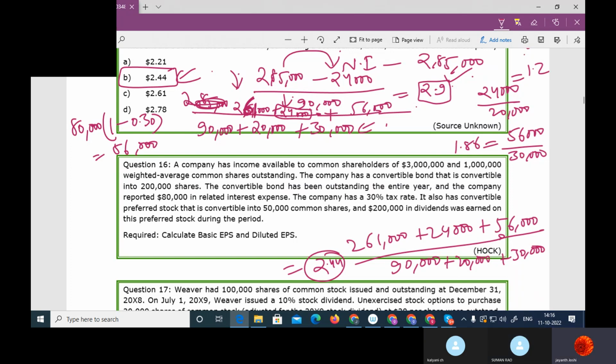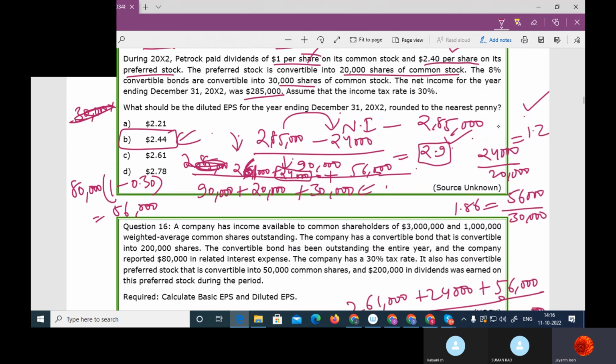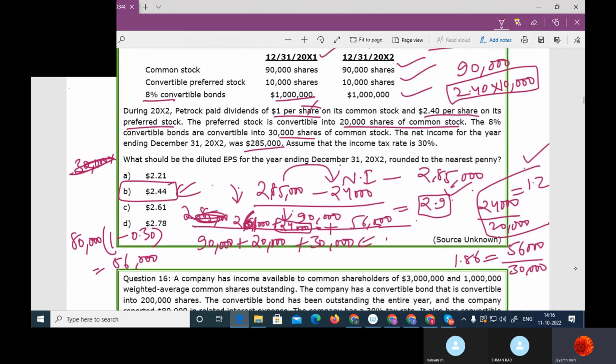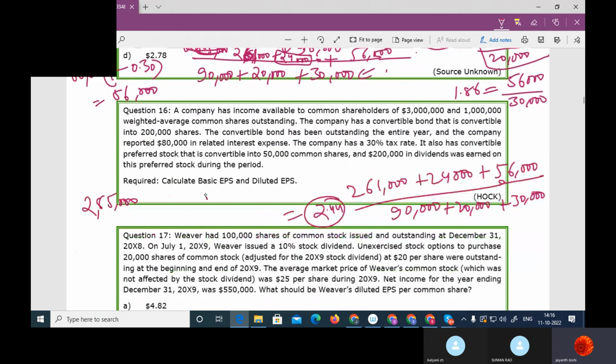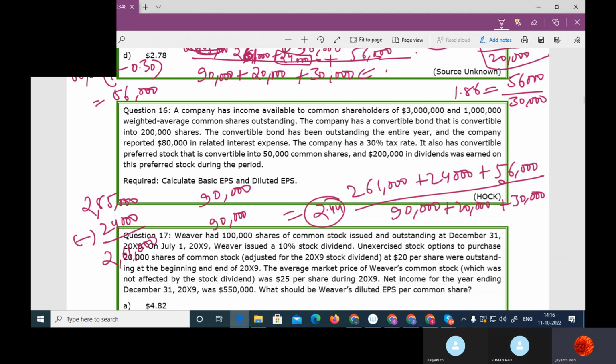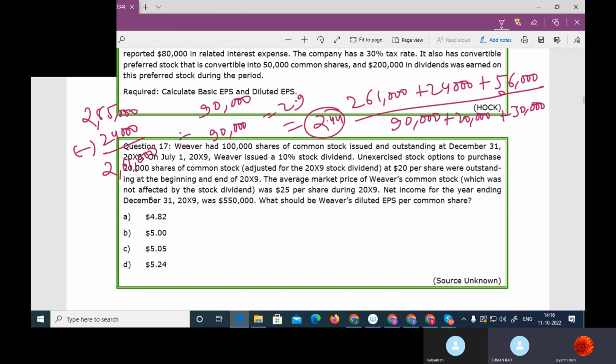In the step-by-step way, you will first take the preferred stock. You'll write 2,85,000 first, and here your shares will be 90,000, right? Then you remove the preferred dividends, 24,000, and you get 2,61,000. 2,61,000 divided by 90,000 gives 2.9, your basic EPS, correct? Yes, till then it's right.